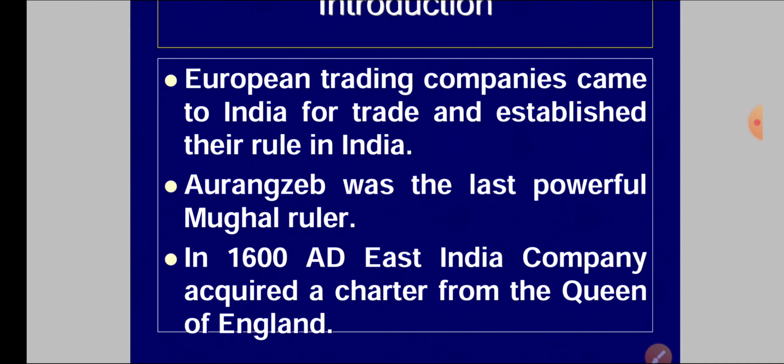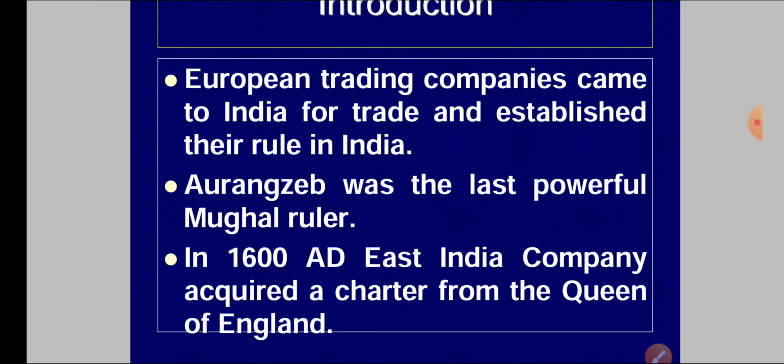Akbar, Shahjahan, Jahangir and Aurangzeb. I have taken only a few names, not all. These were the powerful rulers who established their control from Kabul, Kandahar to the southern part of India. Now, after the death of Aurangzeb, European companies got an opportunity to develop their trade relations in India.